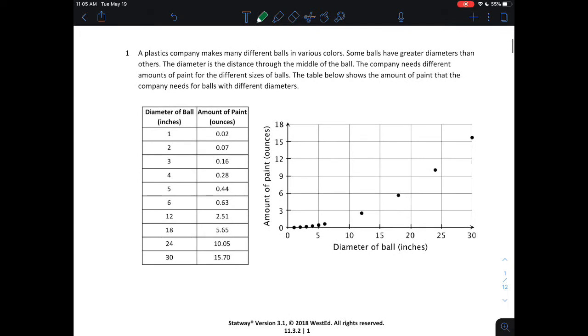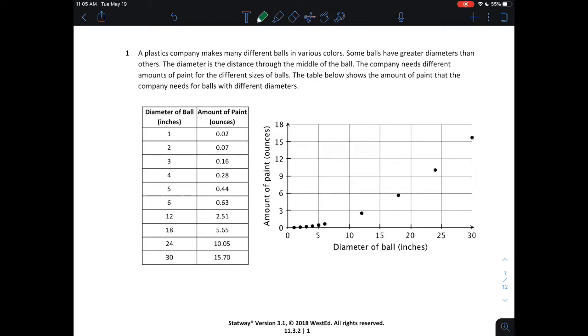So here we have two columns. One has the diameter measured in inches. You can see that we've got 1, 2, 3, 4, 5, 6, 12, 18, 24, and 30, just giving us varying sizes. And then in the second column, the amount of paint needed, depending on the diameter, starting as low as 0.02 ounces of paint needed for a diameter of 1 inch, all the way up to 15.70 ounces of paint for a diameter of 30 inches.